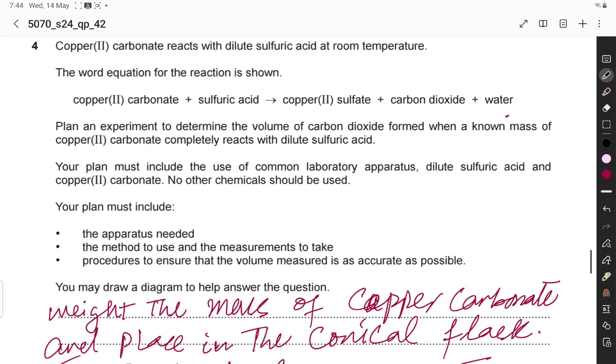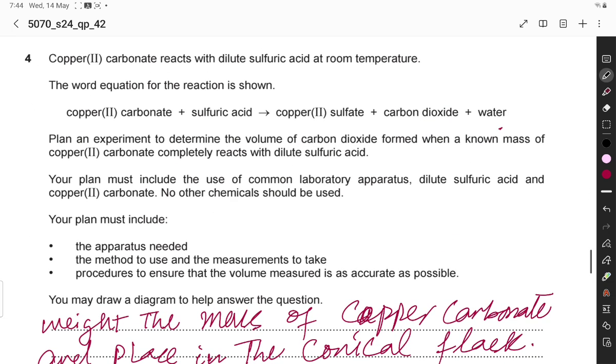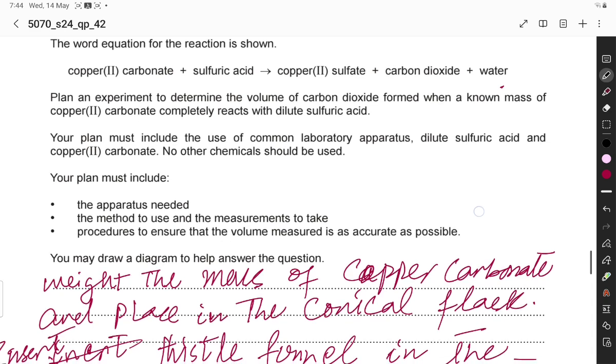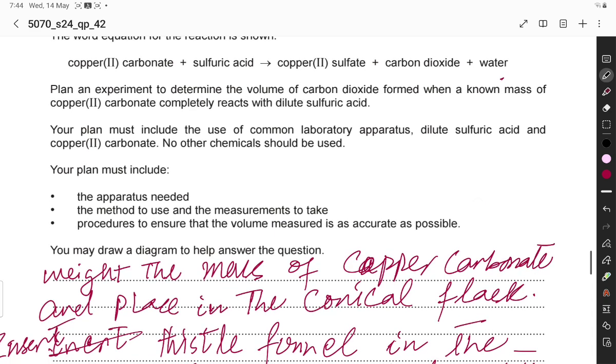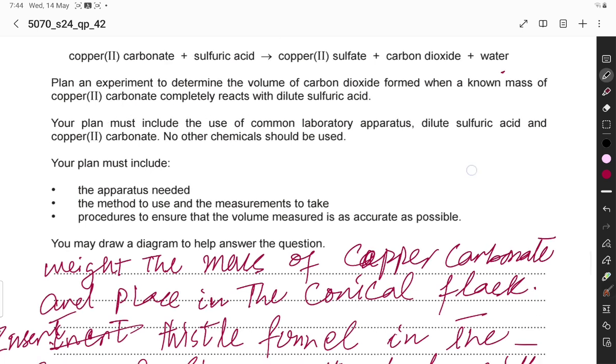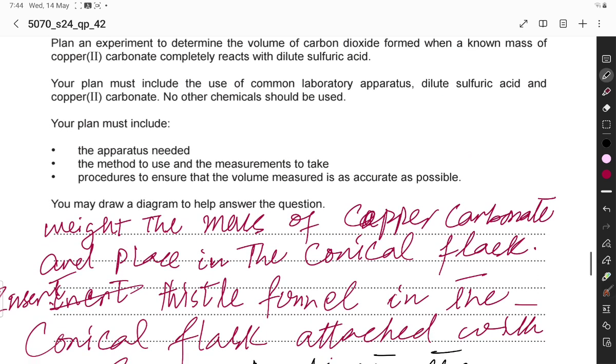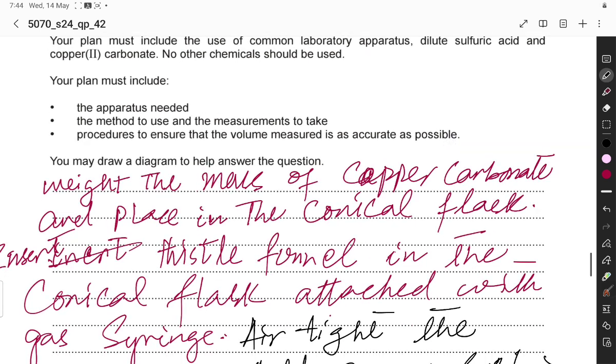Question number 4. Copper carbonate reacts with dilute sulfuric acid at room temperature. The word equation for the reaction is shown. Copper carbonate plus sulfuric acid forms copper sulfate, carbon dioxide and water. Plan an experiment to determine the volume of carbon dioxide formed when a known mass of copper carbonate completely reacts with dilute sulfuric acid. Your plan must include the use of common laboratory apparatus, dilute sulfuric acid and copper carbonate. No other chemical should be used.